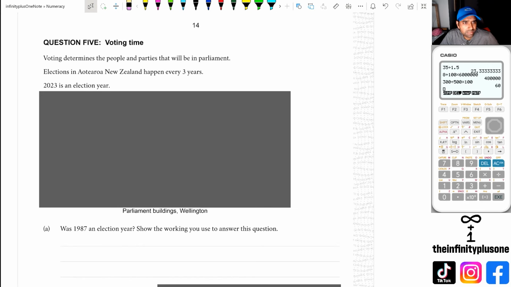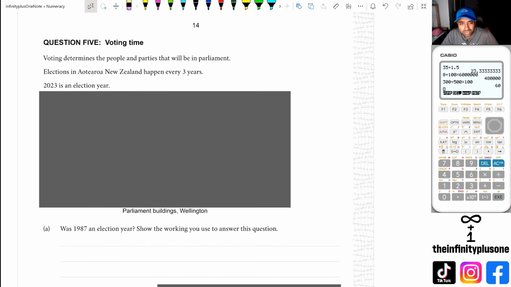All right, folks, we're on to question 5, which is the final question of this particular paper. Voting determines the people, and so on. Elections in New Zealand happen every 3 years. 2023 is an election year. Was 1987 an election year? Show your working.